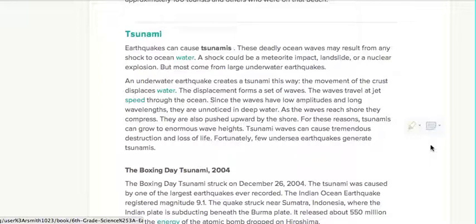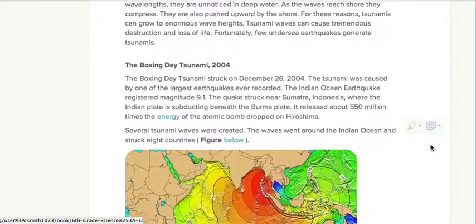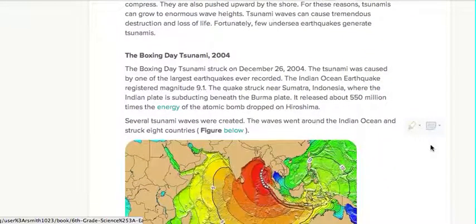Tsunami waves can cause tremendous destruction and loss of life like we saw in the video today. Fortunately, few undersea earthquakes generate tsunamis. The Boxing Day tsunami. This is what we saw in class, 2004. The Boxing Day tsunami struck on December 26, 2004. Oh, excuse me, maybe it wasn't. Let's just keep reading. The tsunami was caused by one of the largest earthquakes ever recorded.